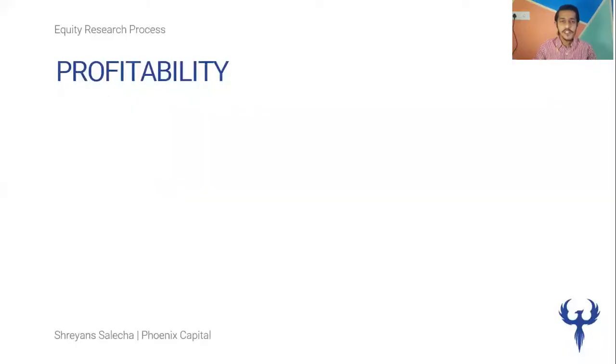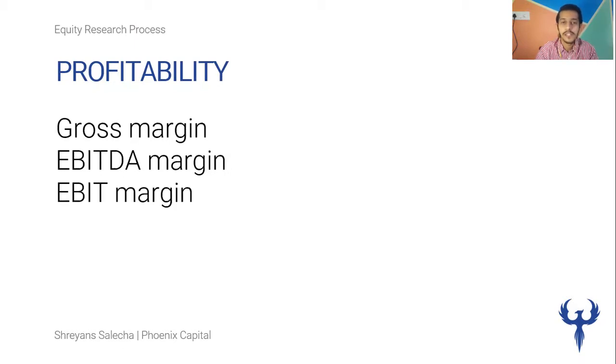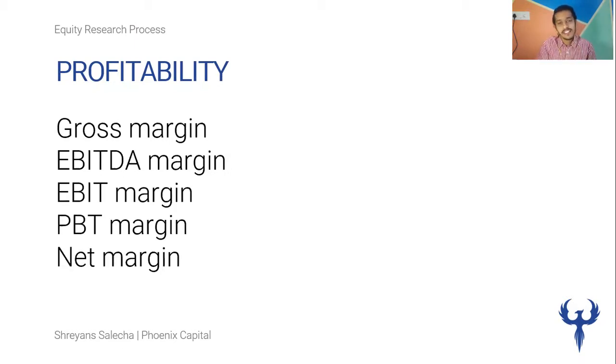Now, in this video, I want to specifically talk about the profitability margin ratios, so to speak, and not the return on capital and return on equity ratios, because we talk about those later when we also do the DuPont analysis, right? So the different profit margin ratios that we have are basically the gross margin, then we have EBITDA margin, EBIT margin, PBT margin, and the net profit margin or the PAT margin.